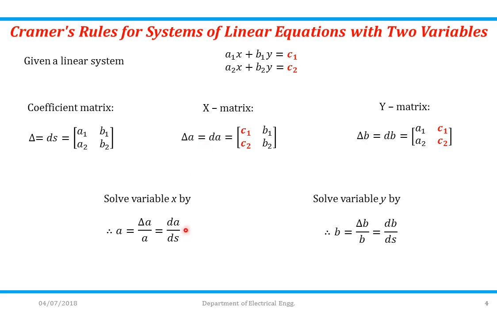Now the value of dA is nothing but c1 into b2 minus c2 into b1. The value of ds is nothing but a1 into b2 minus a2 into b1. The value of dB is nothing but a1 into c2 minus a2 into c1. That means the value of dA is the determinant of delta A, the value of ds is the determinant of delta, and the value of dB is the determinant of delta B.